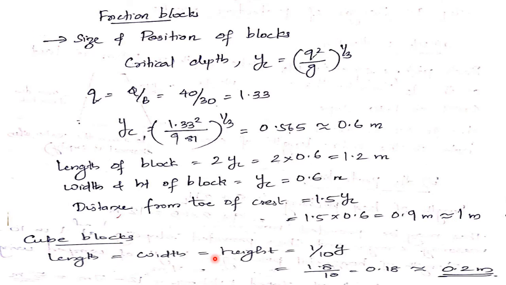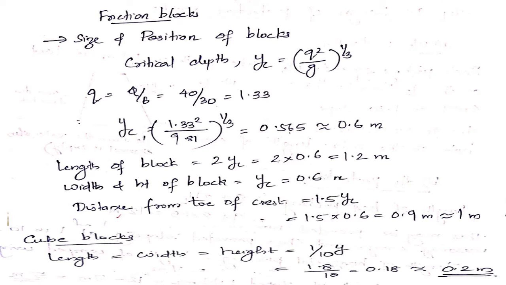Next is the size of cube blocks. Length equal to width equal to height is equal to 1 by 10th of Y, where Y is the water depth, that is 1.8 by 10, equal to 0.18, approximated as 0.2 meters. Now that concludes the numerical part of the design.